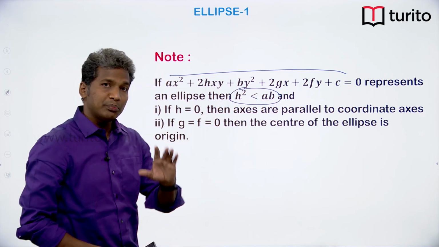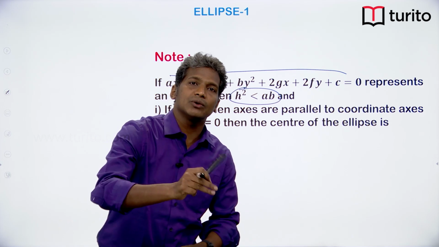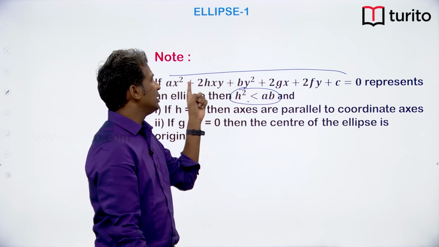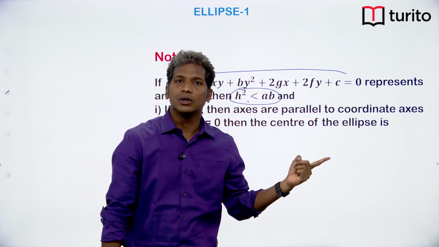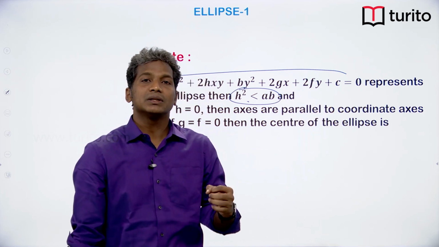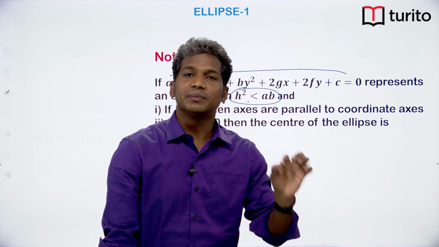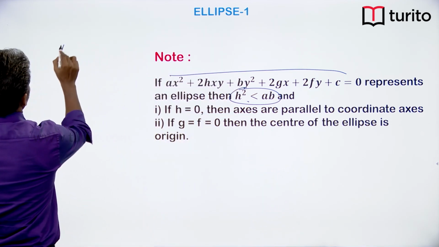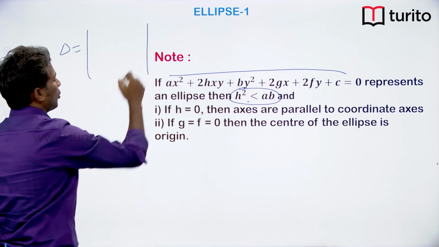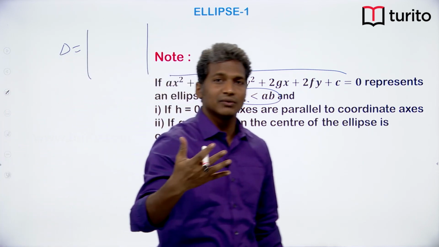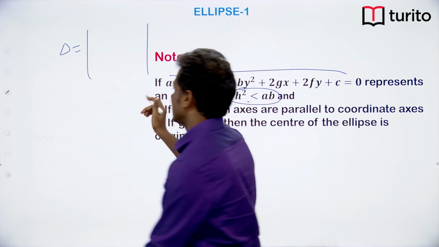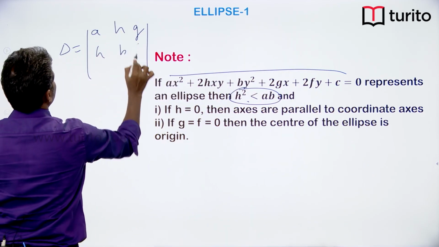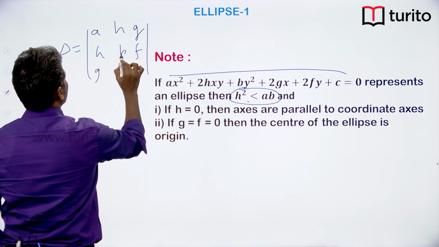But can we do the converse? Converse means if this condition is satisfied, will this equation represent an ellipse? No. Why? Because the delta must be not equal to 0. Now what is delta? I hope you remember the determinant, the one we remembered with a joke about sending all hot girls having boyfriends to the cinema.